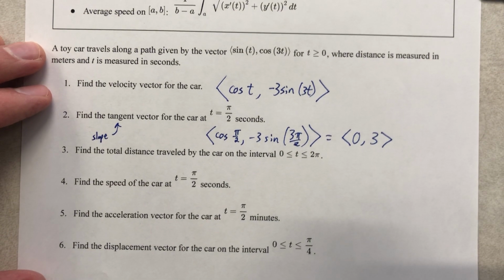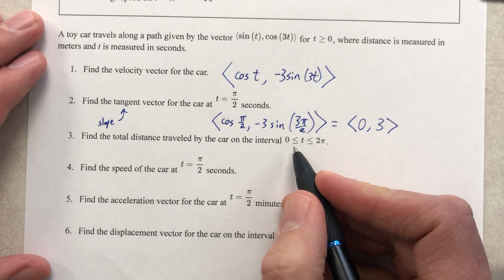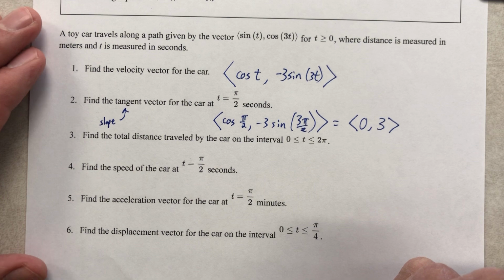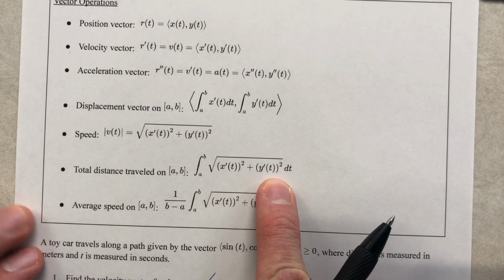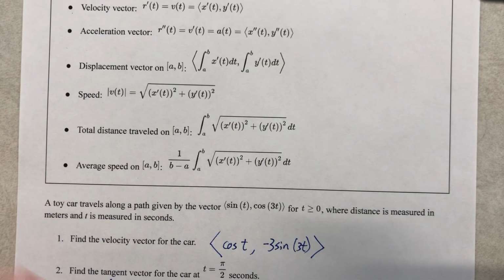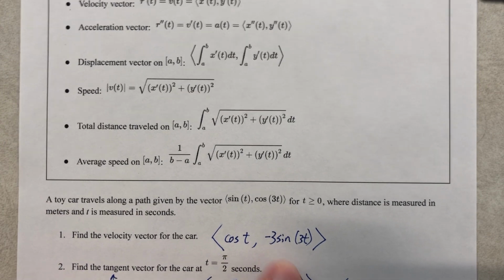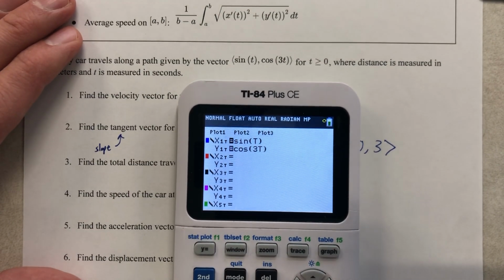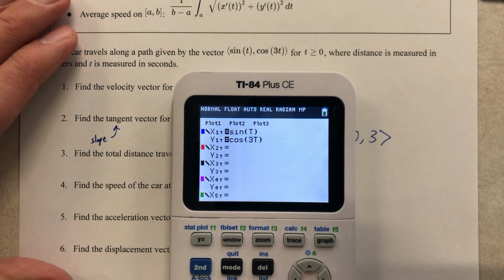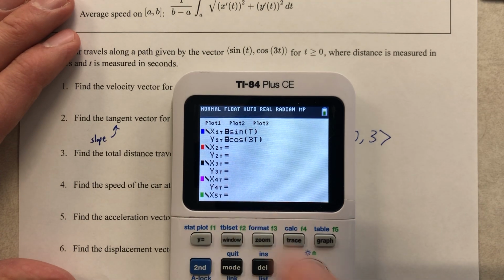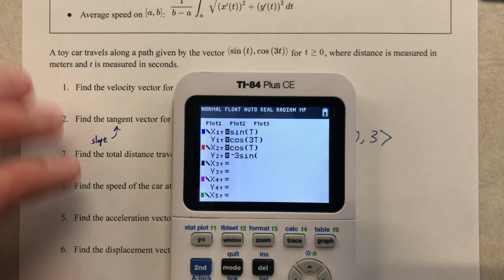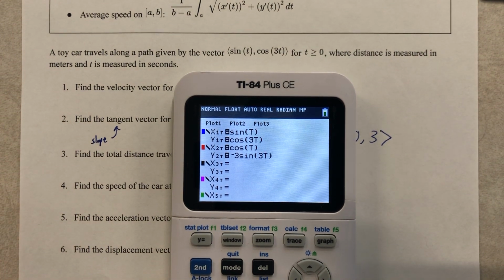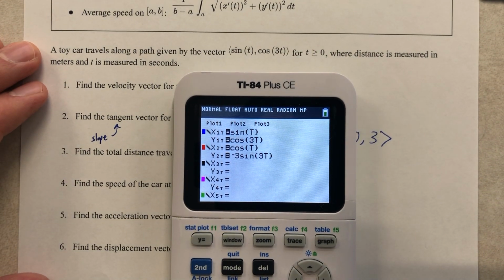Okay, let's move on. Total distance traveled by the car on the interval from 0 to 2 pi. And we are going to use, well, total distance traveled. It's that guy right there. So it would benefit us to have the derivatives stored in our calculator. So let's do that. I'm going to do that like this. We're going to let the derivative of the x1, y1 be x2, y2: cosine of t and negative 3 sine of 3t. I'm going to do something different when we get to acceleration, just saying.